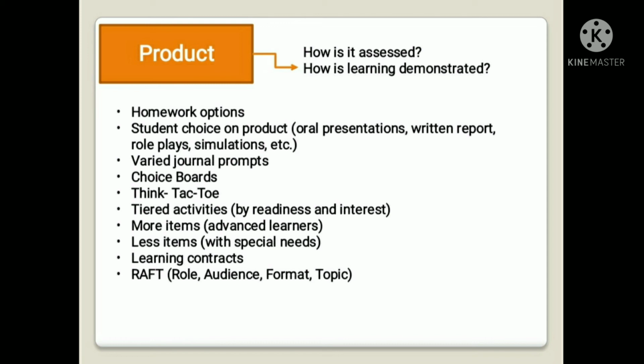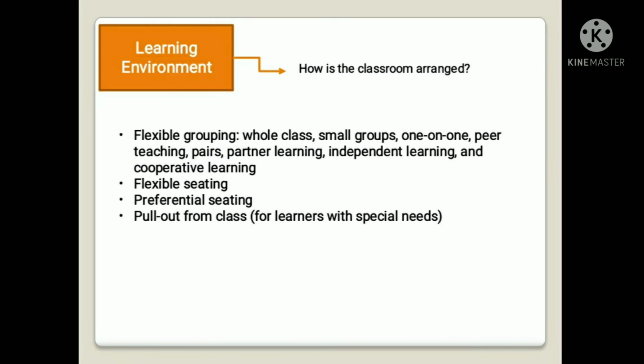More items for advanced learners, less items for students with special needs, learning contracts by RAFT or the Role, Audience, Format, Topic. The fourth element that can be differentiated is the learning environment. How is the classroom arranged? Dito naman po is kung ano yung setup ng classroom or the learning environment ng student.